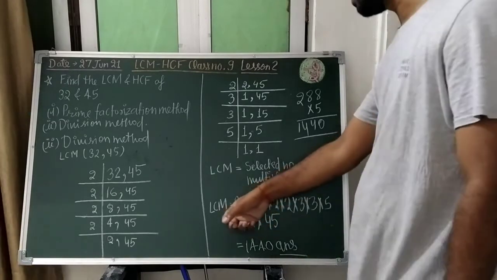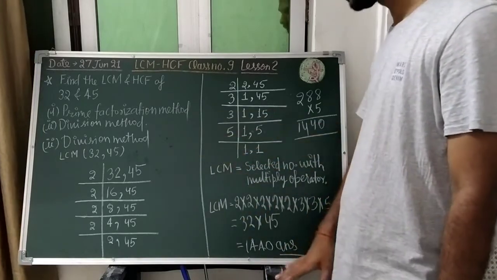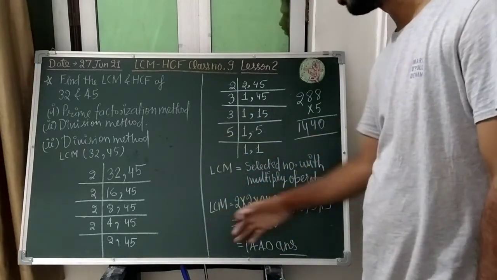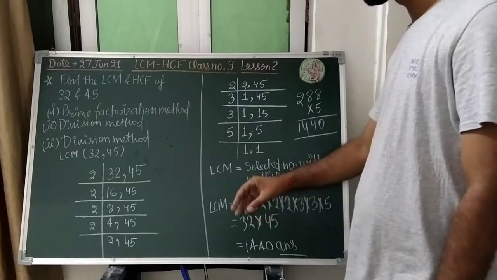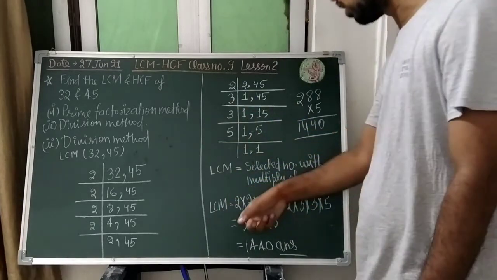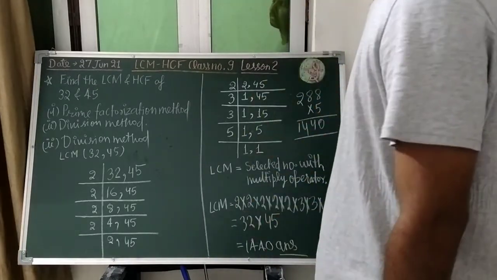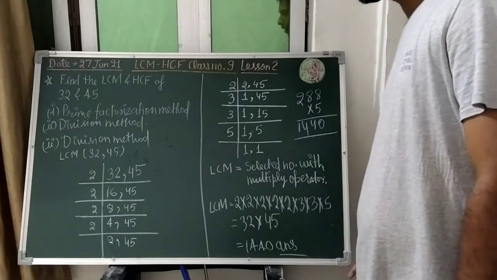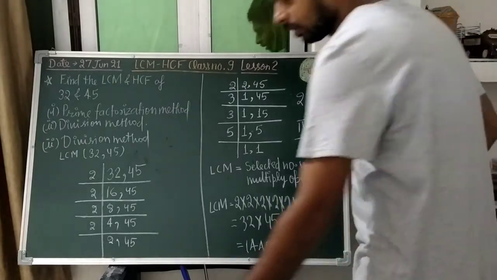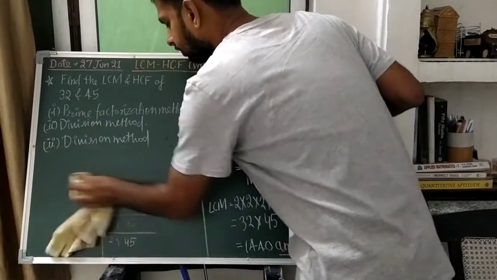So in the case of LCM by the division method, we shall not go for numbers with power, we shall just multiply all the numbers with each other to find out the LCM. So write down up to here, students. Then after that we are moving to the SCF.